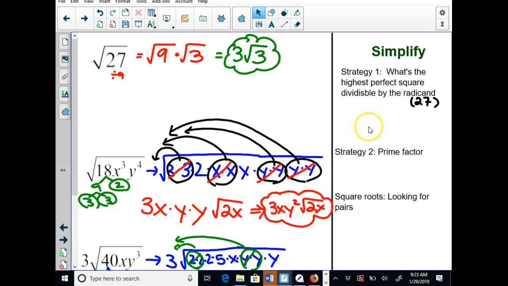Strategy 2 will always work for you if you're in a jam. You prime factor that. And with square roots, we look for pairs. So we see a pair of x's, a pair of y's, and another pair of y's. We bring those out of the radicand outside here, and then we multiply to get 3xy squared times the square root of 2x.